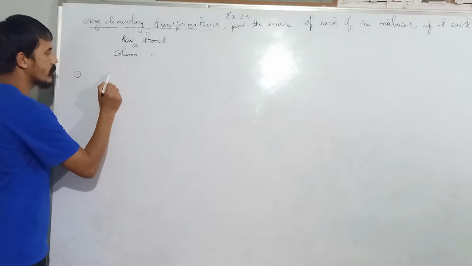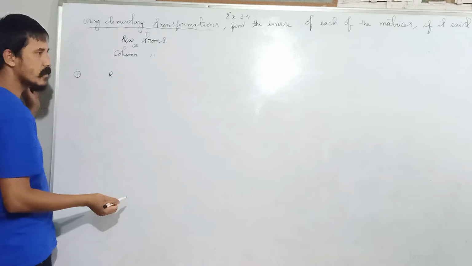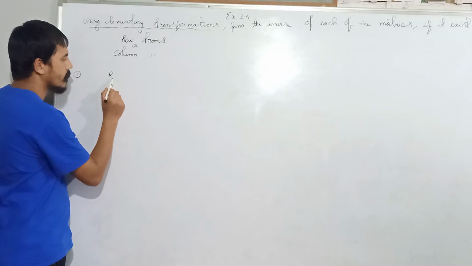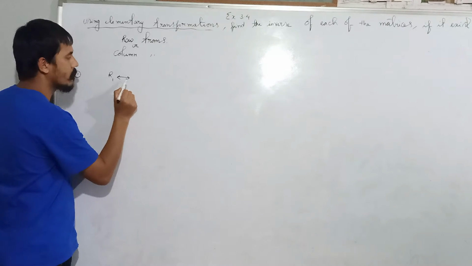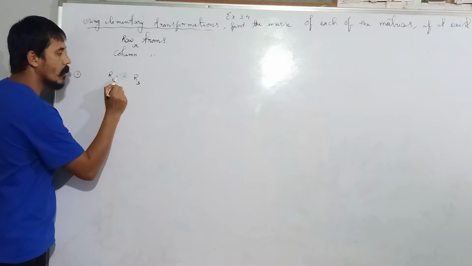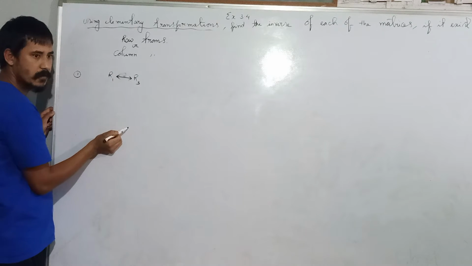That means you can interchange. Suppose you are talking about a 3 cross 3 matrix. Then you can interchange row 1 and row 3. This is how you have to write. Row 1 goes to row 3 and row 3 goes to row 1.